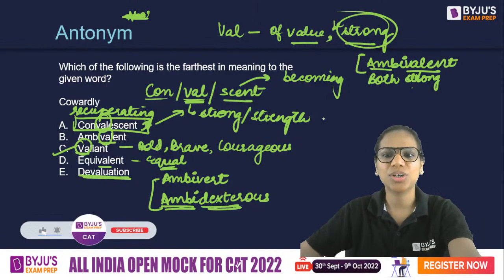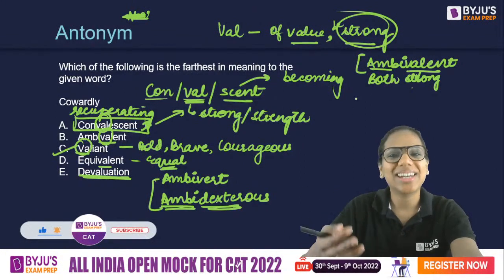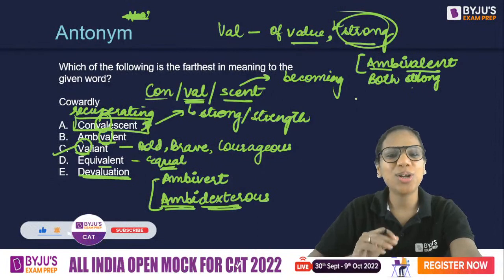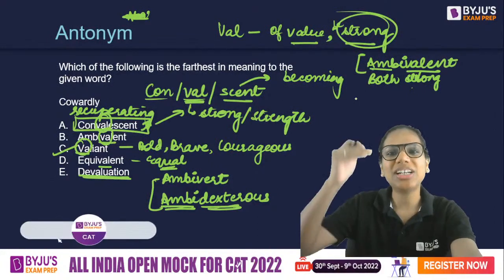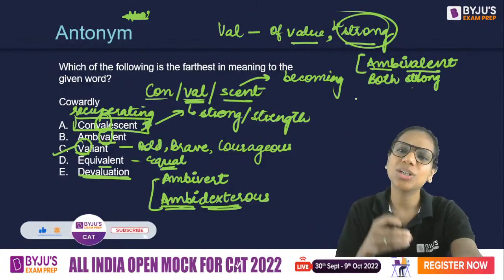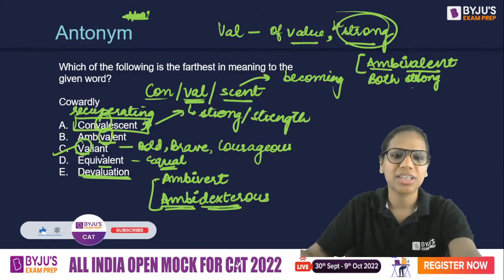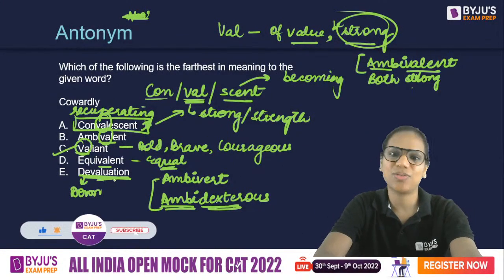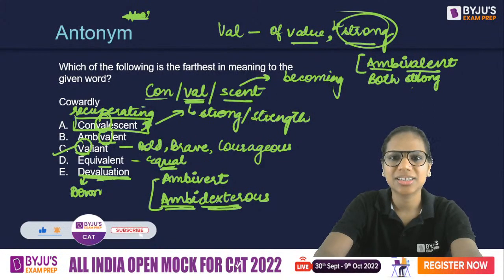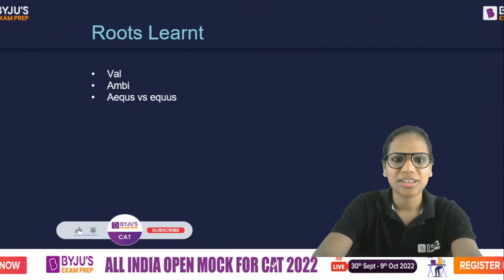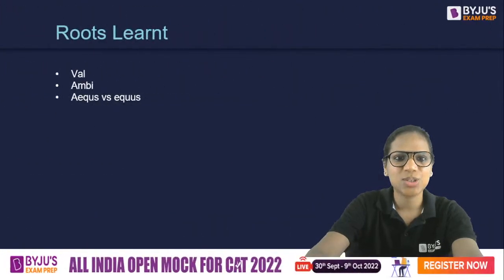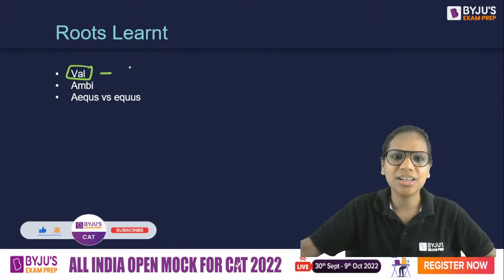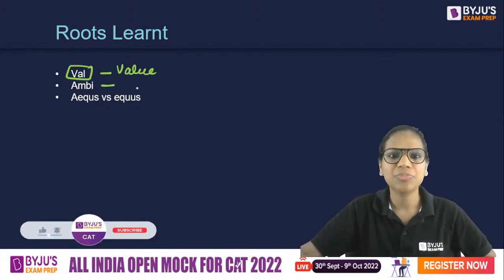Devaluation. So I think evaluation, revaluation, devaluation, all of these are related. So when we devalue something, its value decreases. D means down. So D is a prefix that means down. Val means value. So devaluation is a decrease in value, right? Currencies undergo devaluations, in case you know about this. So these are the roots that we've learned here: val, which means value or to be strong, and ambi, which means both.